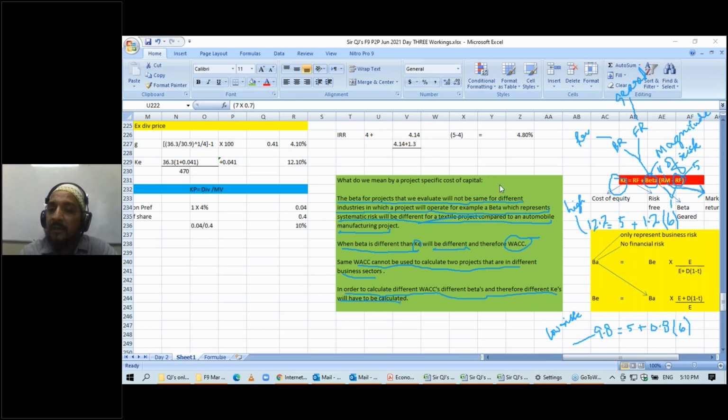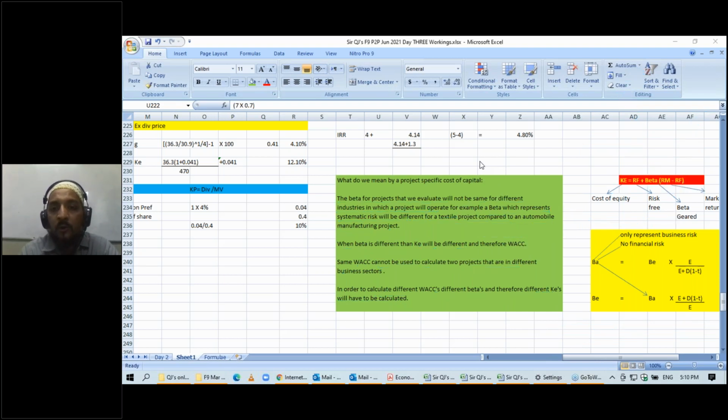How we will calculate the different betas will be shown using one of the questions ahead. So let's move on to those questions to see how project specific betas and costs of equity will be calculated, and the WACC will be calculated. Okay, so I hope the things are clear to you regarding this project specific cost of equity. So the conceptual item.